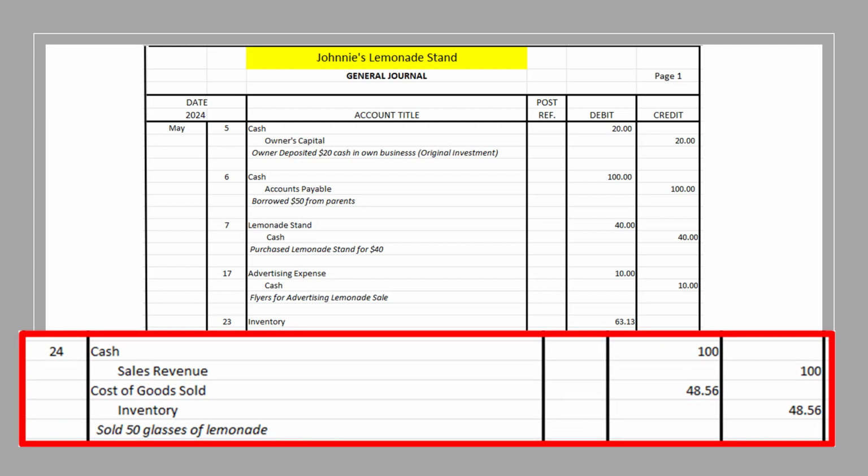To account for the sale of 50 glasses of lemonade, a journal entry is made debiting the asset cash for 100 and crediting sales revenue for the same amount. The expense cost of goods was debited for 48.56 and the asset inventory was credited for the same amount.